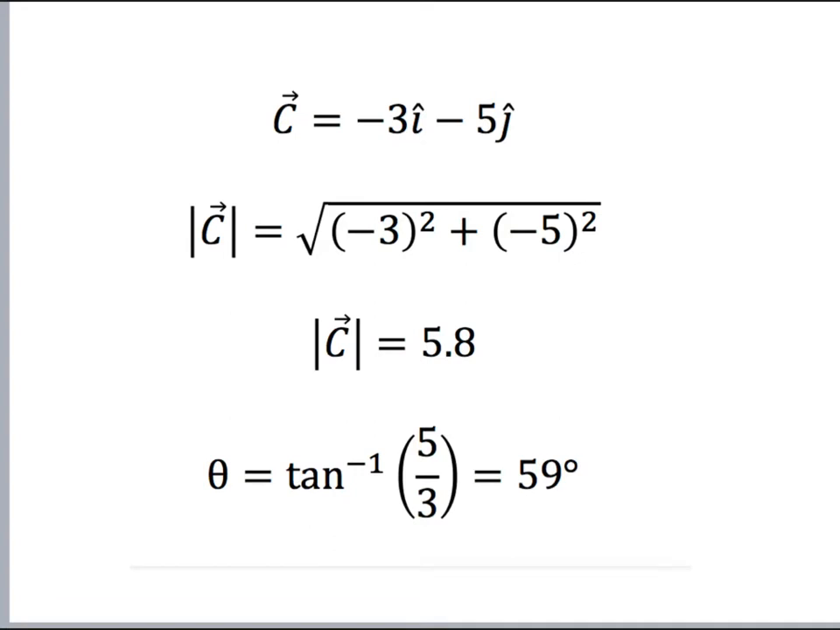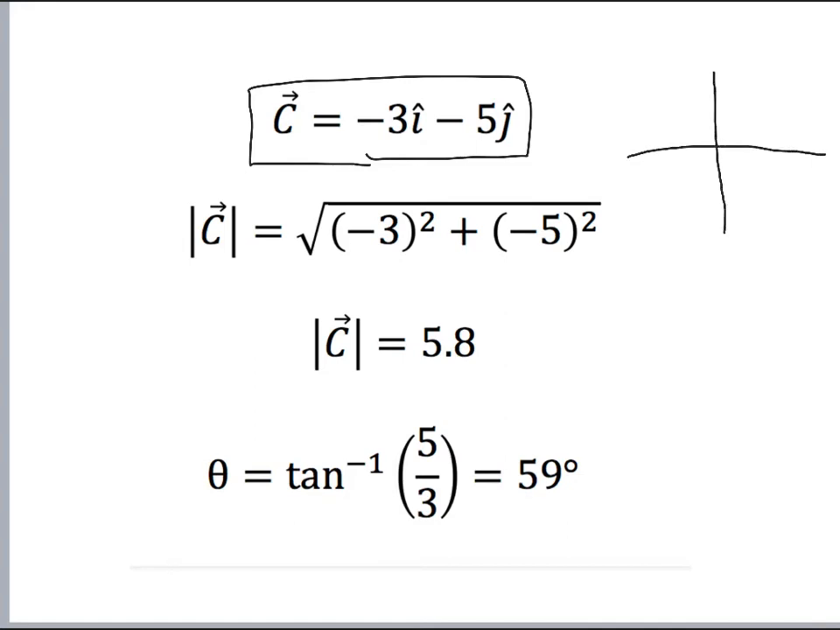Now we have our answer, C is equal to minus 3i hat minus 5j hat. Now I generally recommend that once you get to the point where you have your answer that you've done algebraically, it's generally a good idea to sketch it. And you don't have to be super careful. You don't have to get out your ruler and protractor, but just kind of eyeball it.